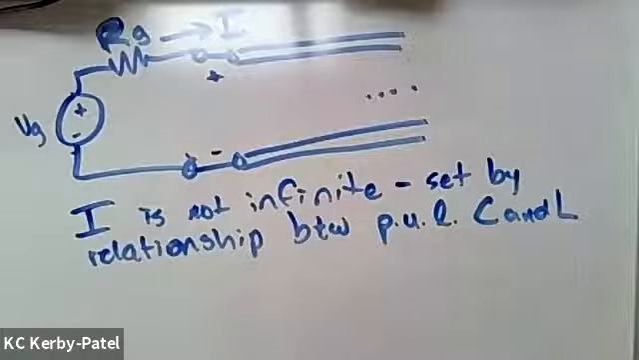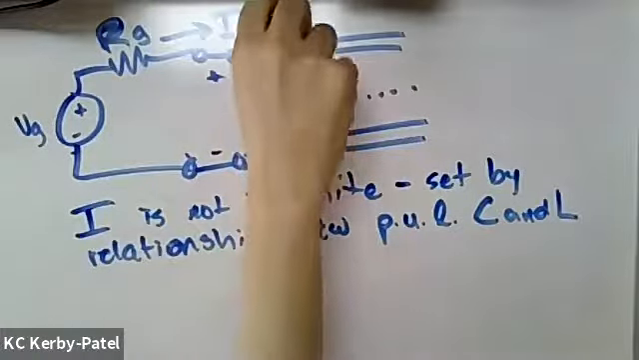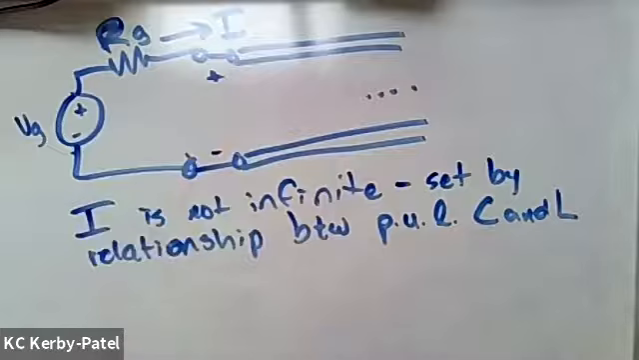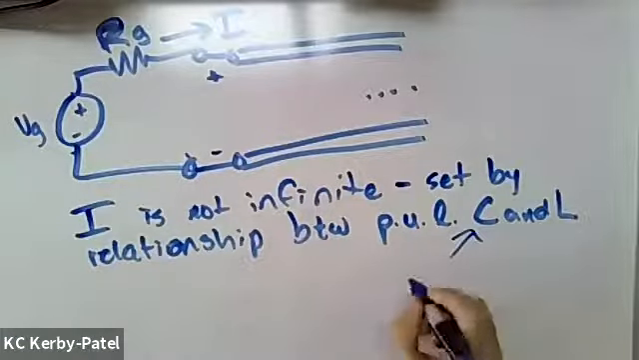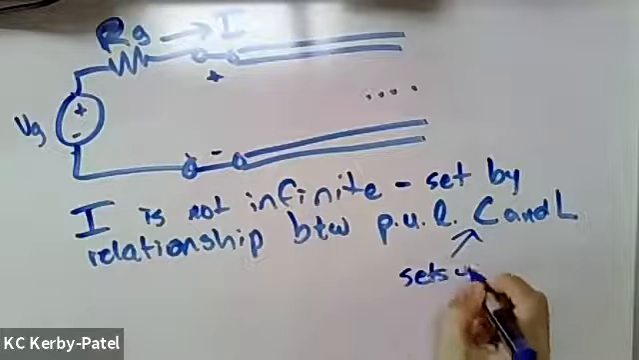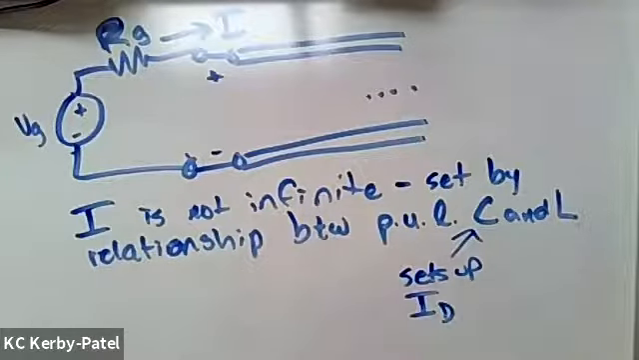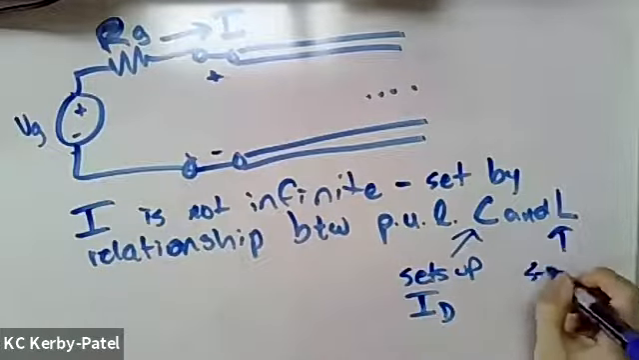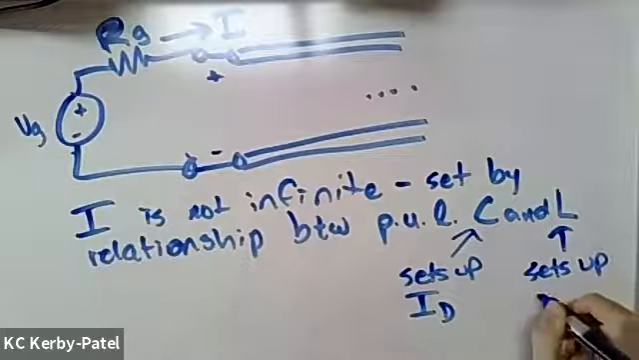Which makes sense because this current comes from that interaction between Faraday's law and Ampere's law, which are based on the capacitance and inductance per unit length. The capacitance per unit length sets up displacement current. And this inductance per unit length sets up an EMF.